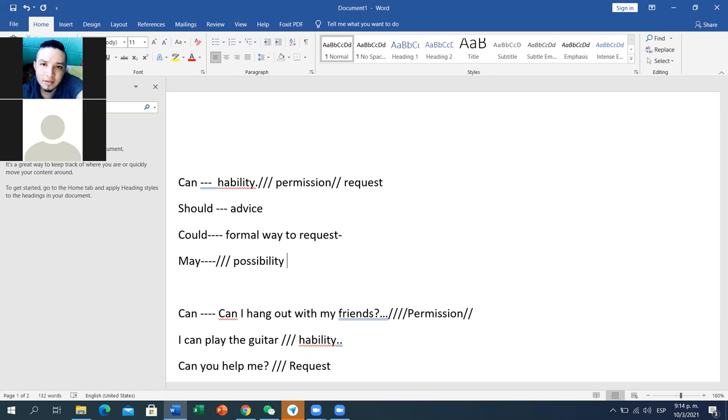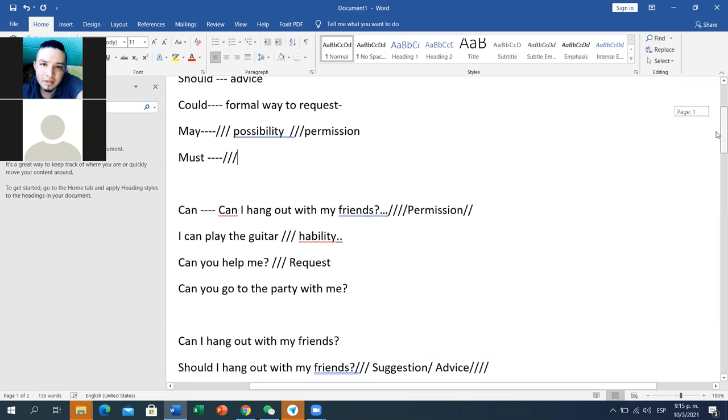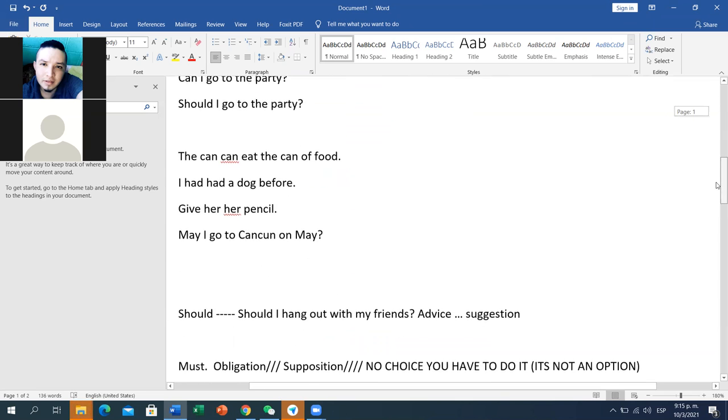Possibility, I may. Or permission. It will have another one that is must. Se lo voy a enseñar de igual manera. Ya lo tenía aquí. El must.